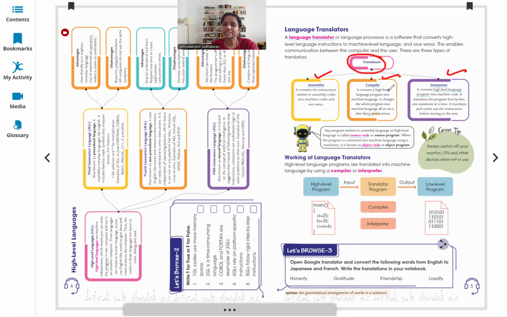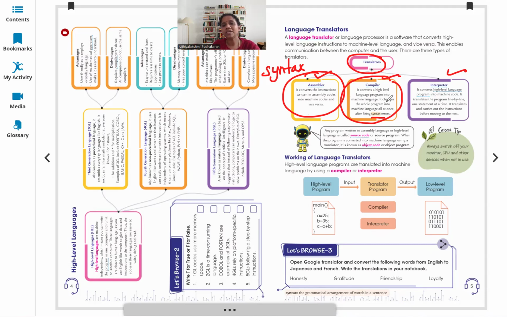And compiler is converting the high level language program into machine language. It changes the whole program into machine language all at once after fixing the syntax error. Syntax is nothing but the instructions, which we call syntax in computer terms. Assembly language, assembly code, all these things are used in the second generation language, like for mnemonics, we use these assembly codes. Compiler is used in the third, fourth, fifth generations, and we are using the compiler and interpreter.